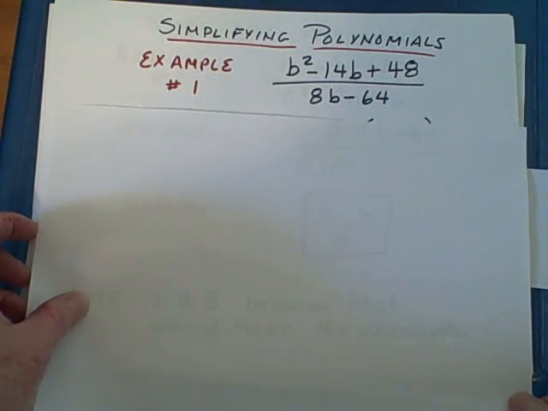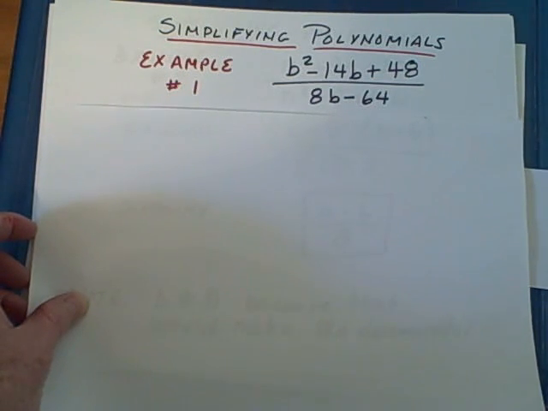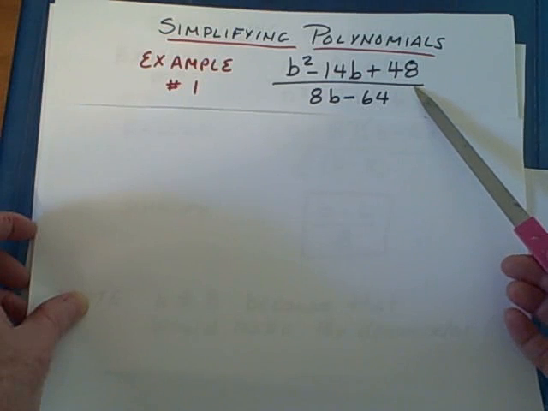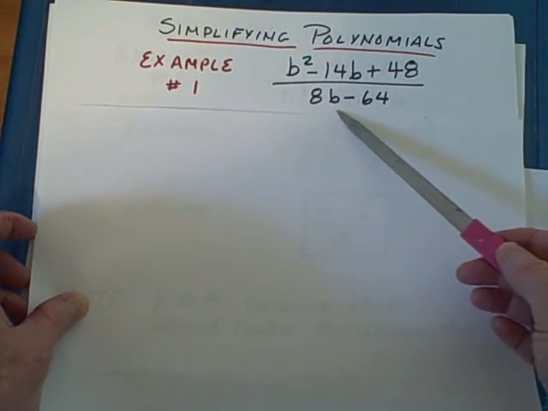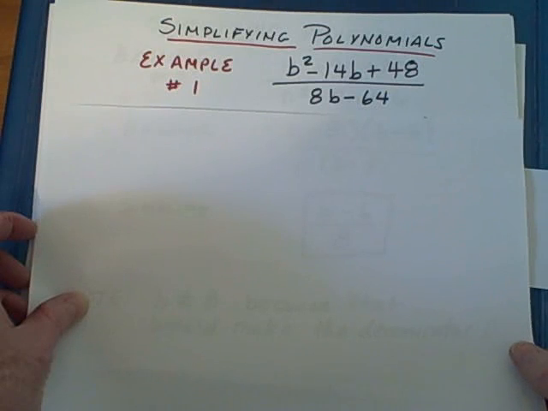Today we'll be learning how to simplify polynomials. I'm going to do two examples. This is example 1, the easy example. We currently have a polynomial at the top, b squared minus 14b plus 48 divided by 8b minus 64.